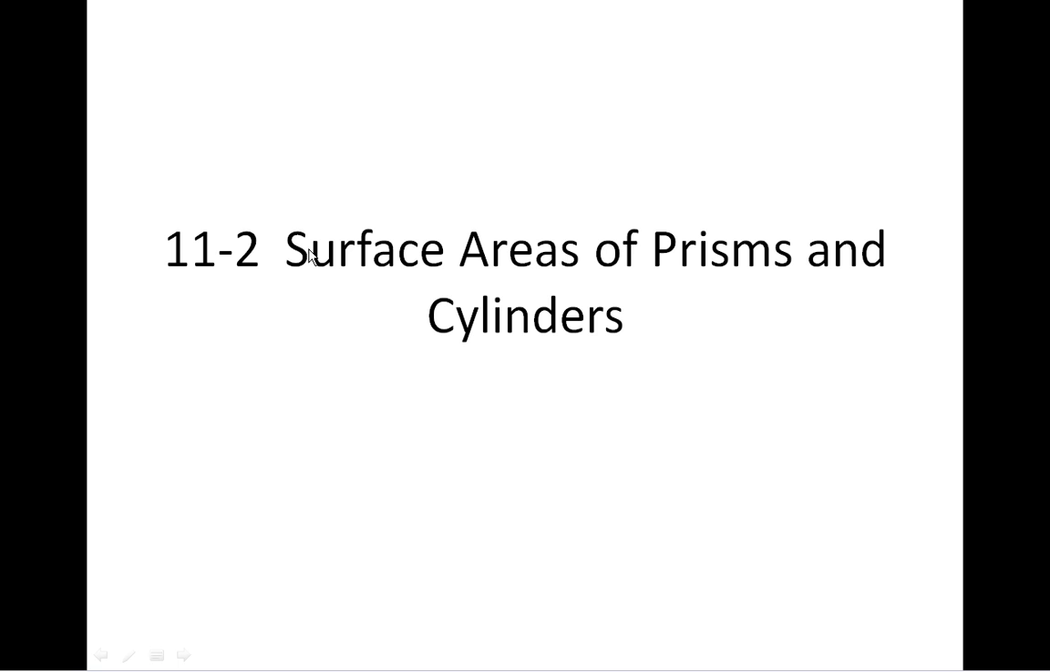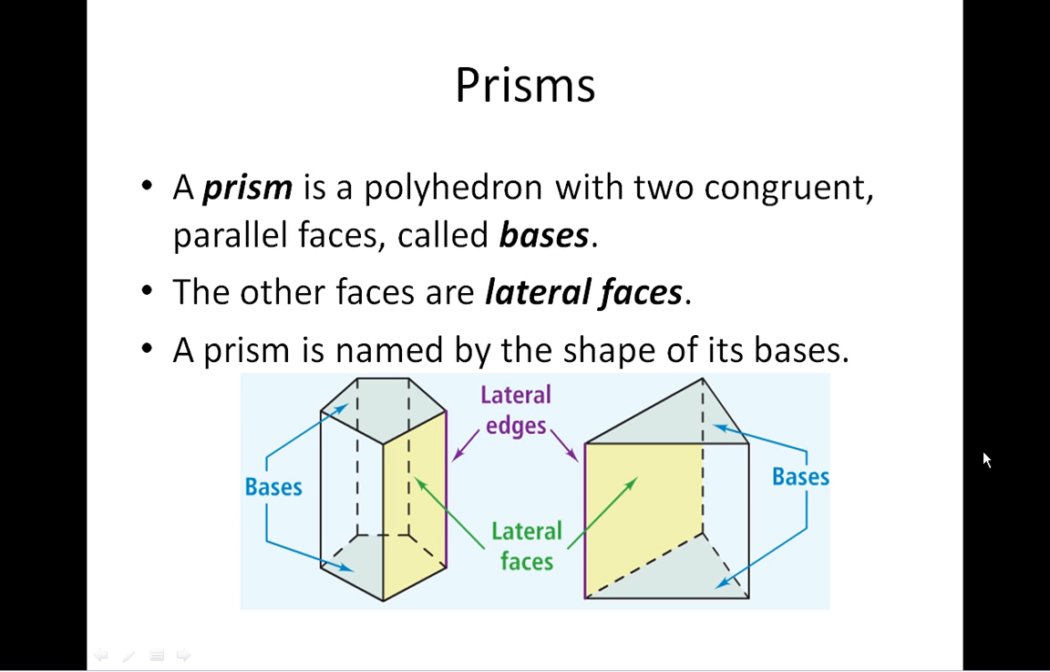A prism is a polyhedron with two congruent parallel faces referred to as bases. In this figure on the left, those bases are pentagons because they have 5 sides. The other faces are referred to as lateral faces. Those are the ones that connect the two bases. A prism is named by the shape of its base. So if we look at the one on the left, this would be what we call a pentagonal prism.